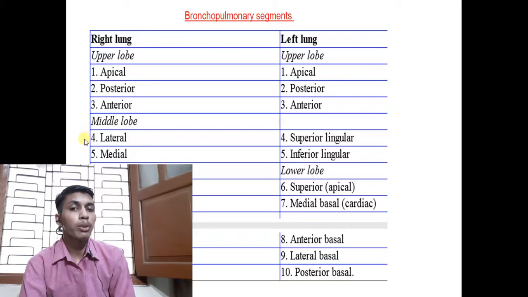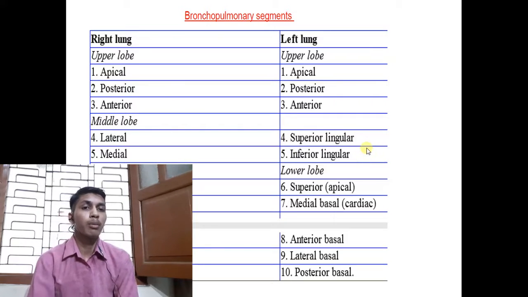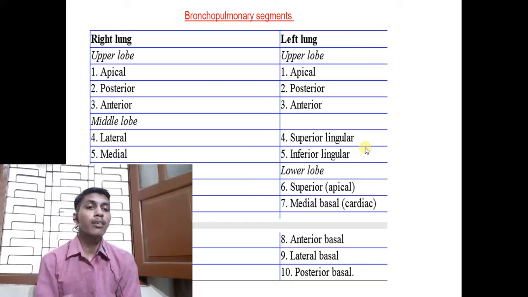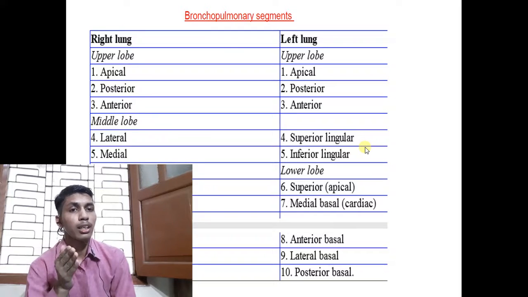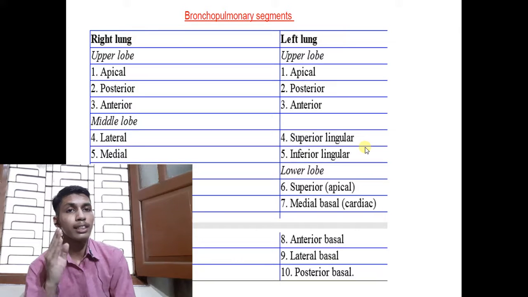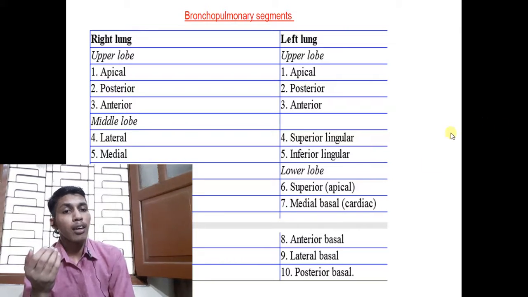The middle lobe of the right lung has the lateral bronchopulmonary segment and the medial bronchopulmonary segment, and in the left lung there lie the superior and inferior lingular bronchopulmonary segments. This is because of the presence of the lingular notch, which we study in the left lung only. On the basis of the lingula, the tongue-shaped projection, the left lung has segments named superior lingular and inferior lingular.